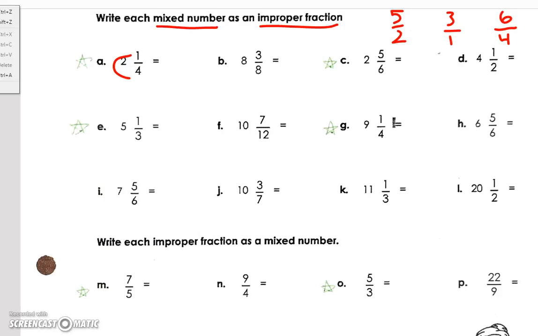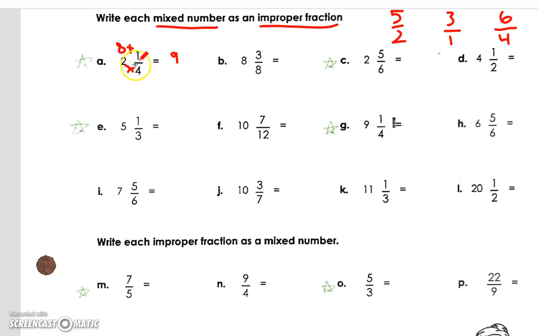What we're going to do first is multiply our bottom number, our denominator, by our whole number on the left side, which is 2. Let me see if I can make a little cross here. So I've got to go 4 times 2. Well, I know that 4 times 2 equals 8. Now that I've multiplied 2 times 4, I have one more thing to do. I need to take that 8 and add it to the numerator, which is on the top, which is 1. So 8 plus 1 is 9.